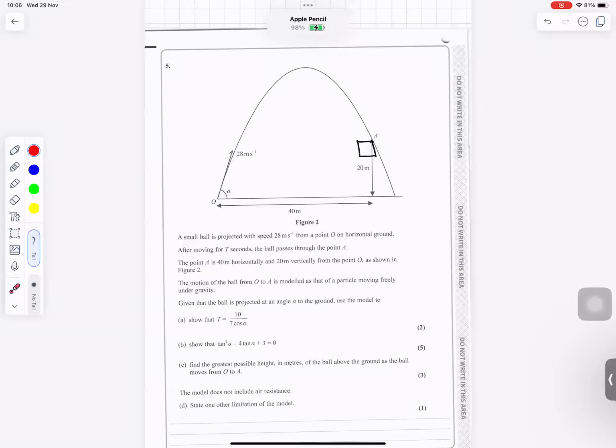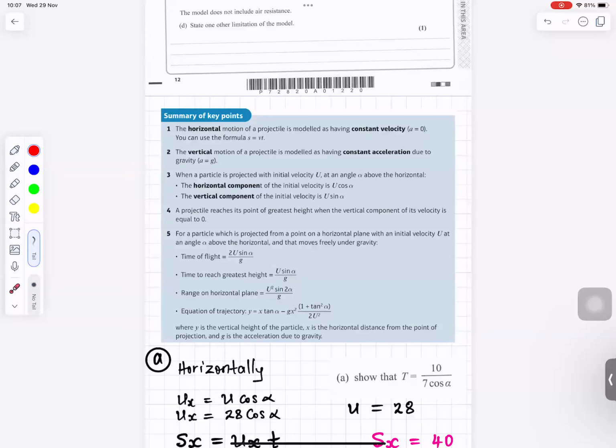Question number 5. For this type of question, we're going to be using this summary here. Very important to learn it. If I were you, you have to learn the horizontal component u cos alpha, the vertical component u sin alpha. You may as well just memorize it. Saves you a lot of trouble.